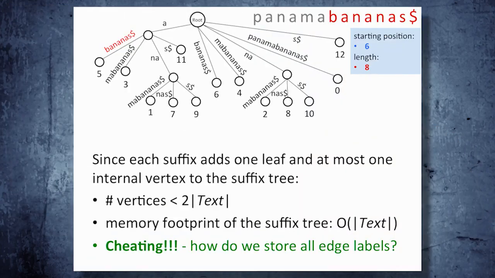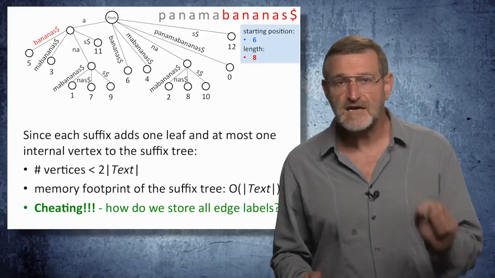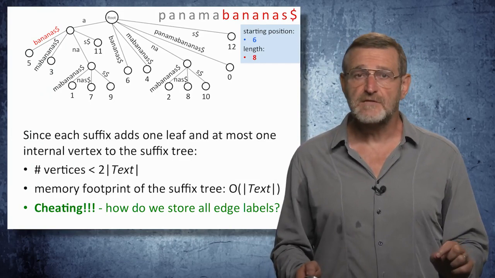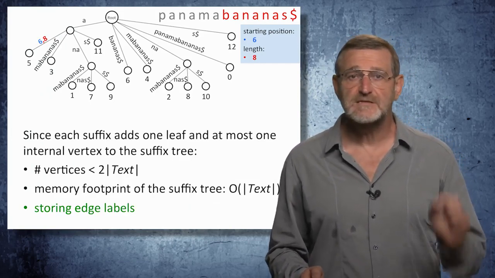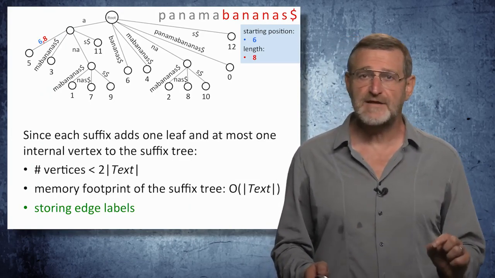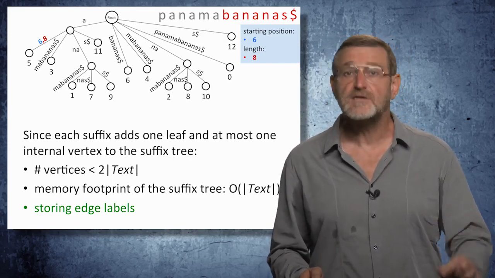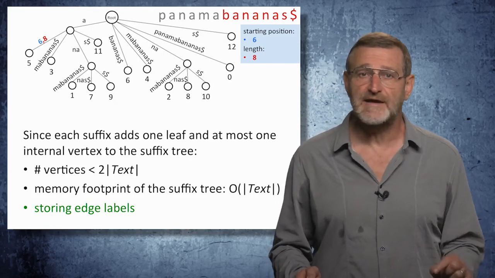Instead of storing the whole string bananas as a label of our edge, let's notice that bananas starts at position 6 of the text and has length 8. And therefore, instead of storing bananas on the edge, we will only store two numbers: 6, the starting position of bananas, and 8, the length of bananas. That will be sufficient to reconstruct the entire label bananas.